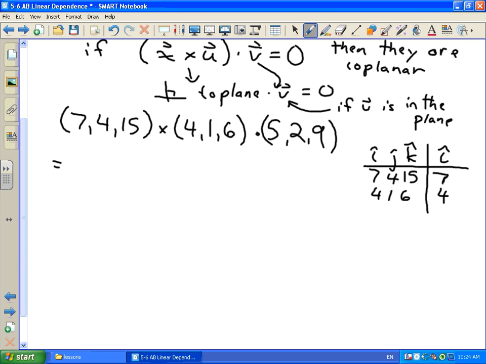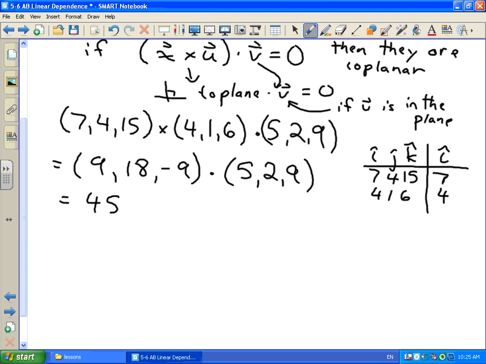Then we can work this out. When I do this, I end up with 9, 18, negative 9, which then we're going to dot with 5, 2, 9, which works out to 9 times 5 is 45, plus 36, minus 81, gets us 0. So if it just asked us to show that these things were coplanar, that's the calculation we want to do, because that demonstrates it.